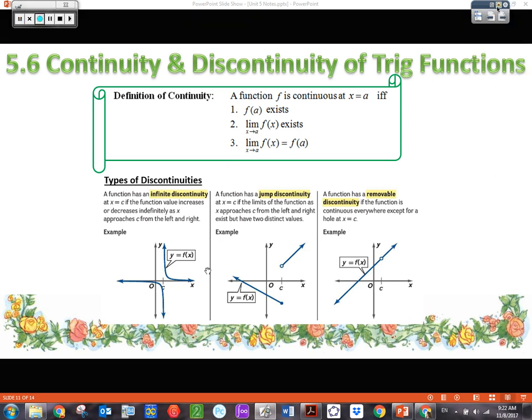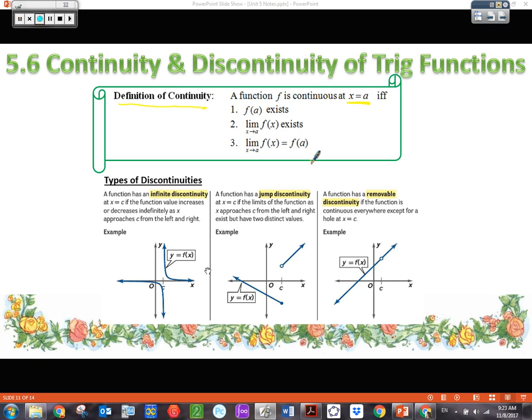We actually use this definition of continuity regularly. So what is this? Let's look at it. A function f is continuous at x equals a. This is looking at point continuity at one particular place, at a. If and only if these three things exist. Basically, our function value, the y value at a, exists. The limit at a exists. And those two values are the same. That's the definition of continuity.